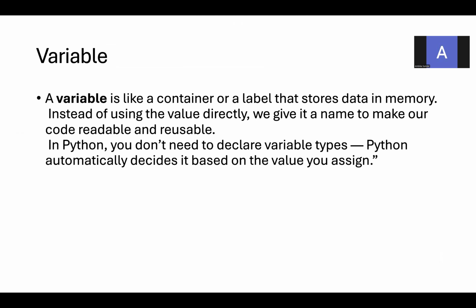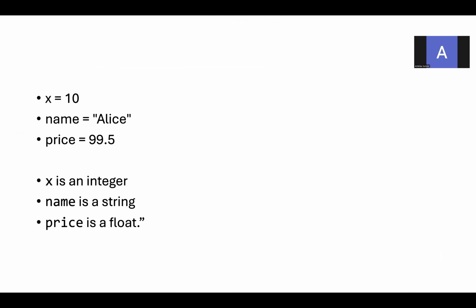For example, I create a variable A and store the value 5 in it. The moment you assign the value 5 to the variable A, Python assigns the data type of A as an integer. This is called implicit conversion. For example, x = 10, name = "Alice", price = 99.5. Here x is an integer, name is a string, and price is a float. So 10 belongs to the integer data type, Alice belongs to the string data type, and 99.5 belongs to the float data type.